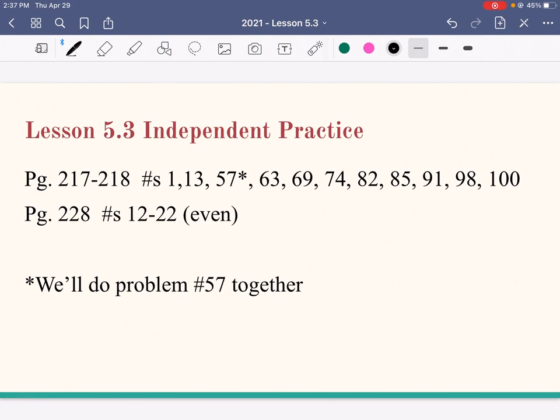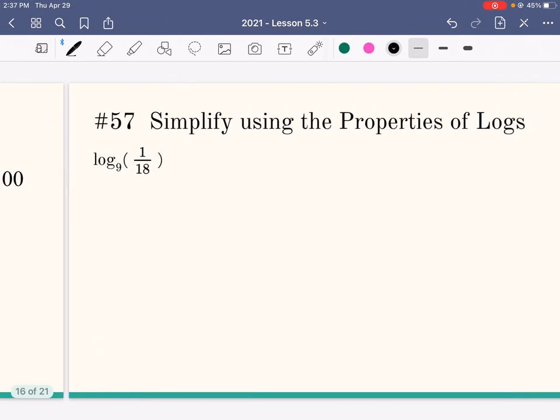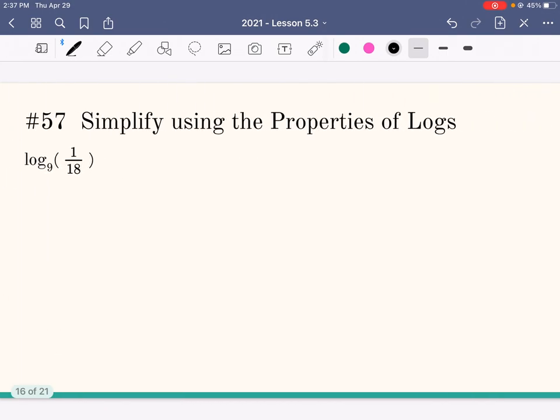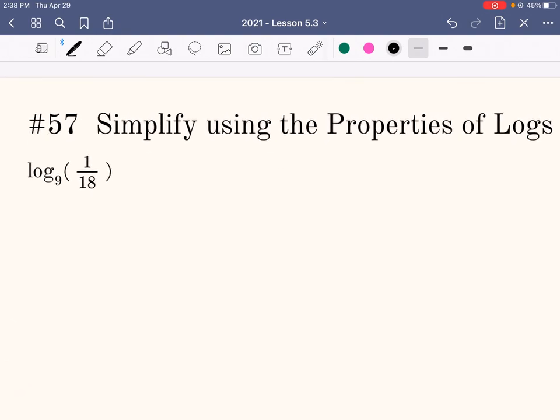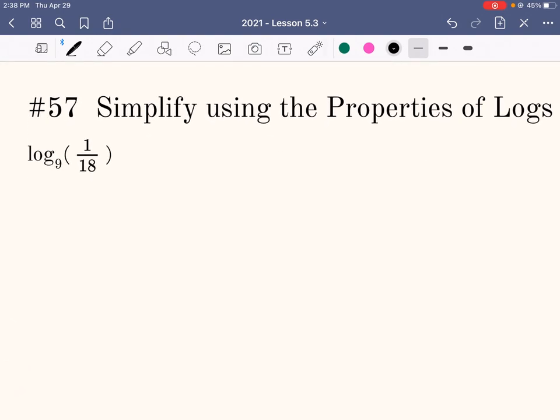I do want to do problem number 57 with you guys real fast, just because that one is a little bit challenging. So I will finish that with you guys, and then you guys can get working on the rest of it. All right, so problem number 57 says simplify using the properties of logs. You've got log base 9 of 1/18. So this one initially doesn't look like a hard problem. However, I'm just going to show you guys it can actually be simplified again and again and again, multiple times. And so I'll show you kind of how we do that.